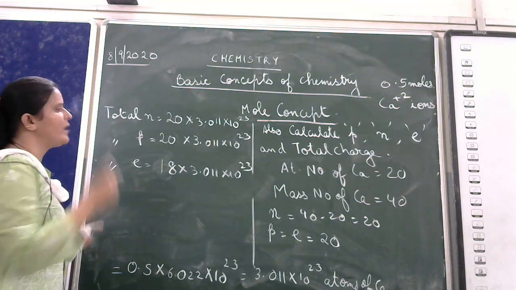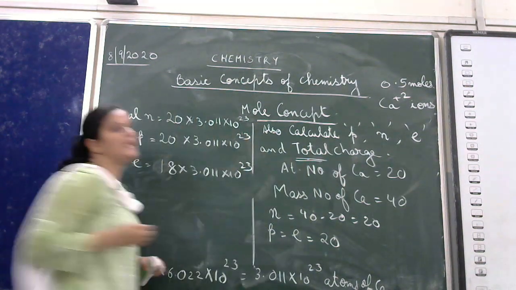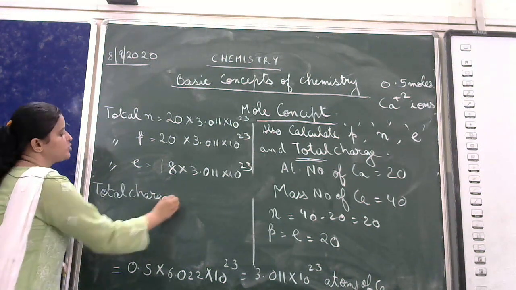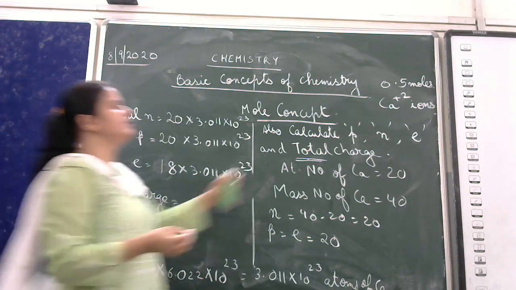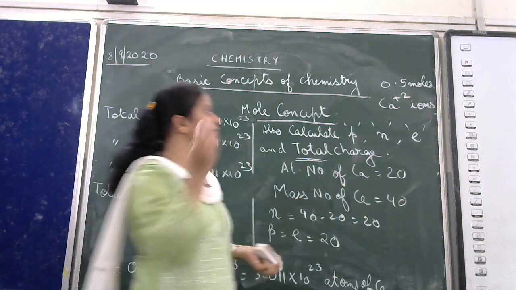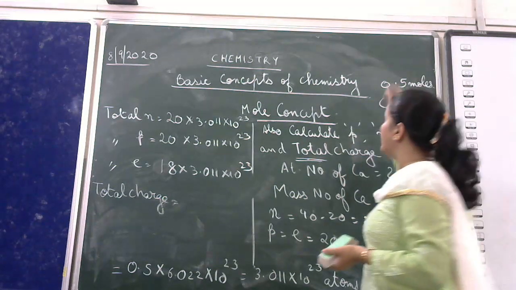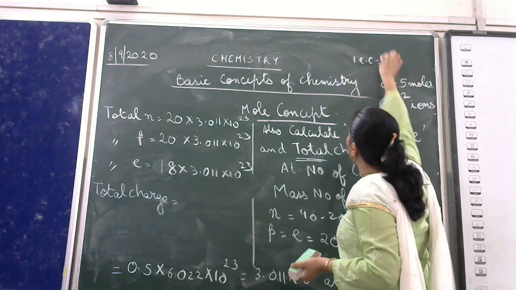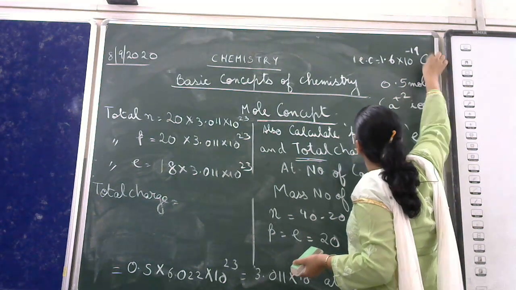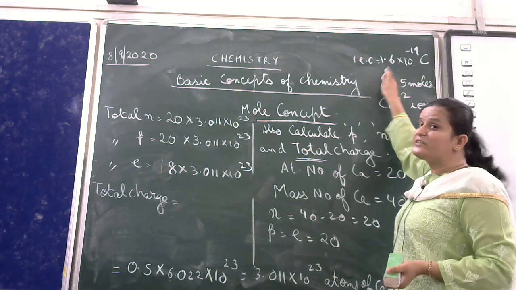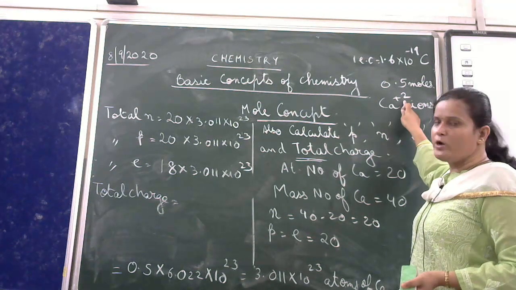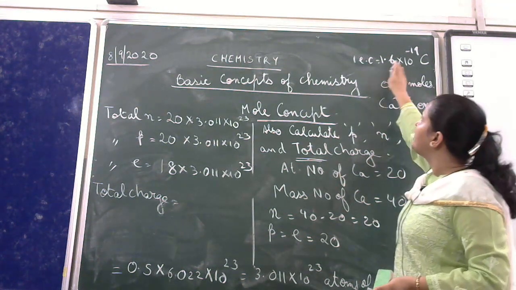Okay, and one more last thing. See how to calculate the total charge. I am showing you for this calcium ion. What is the charge here? Plus 2. And one electronic charge, you have learned this concept in physics, is equal to 1.6 into 10 to the power minus 19 coulomb. This is the electronic charge. And the charge given here is plus 2, so my charge will be plus 2 into this value.